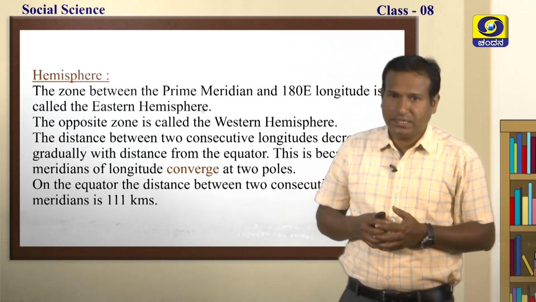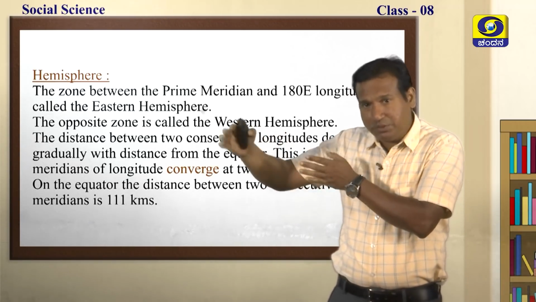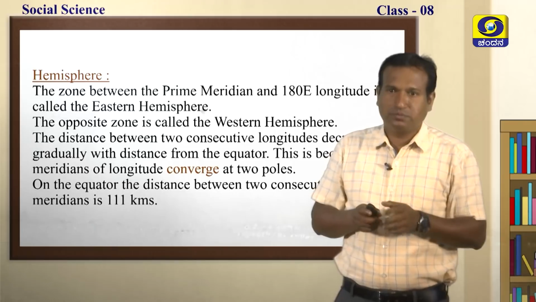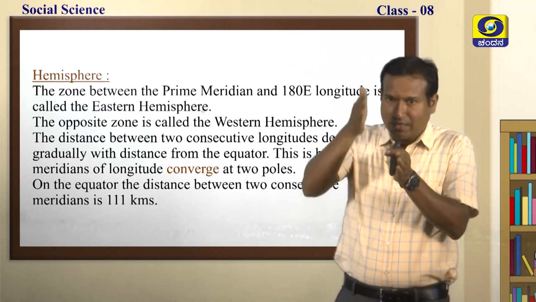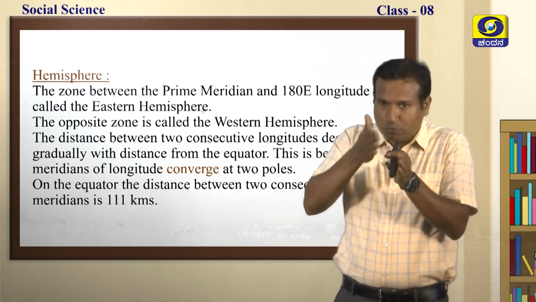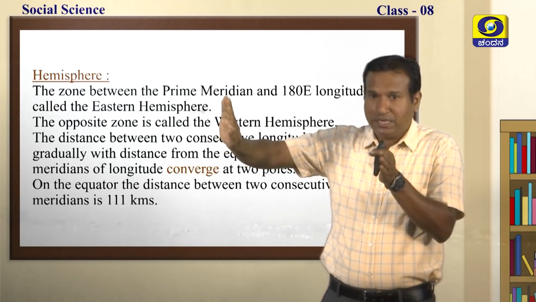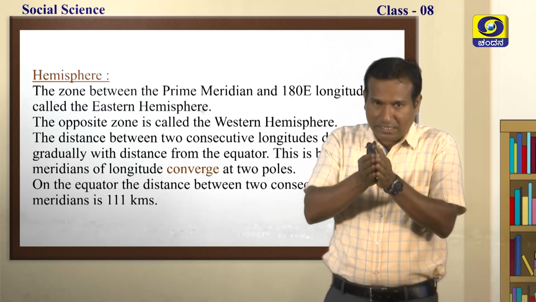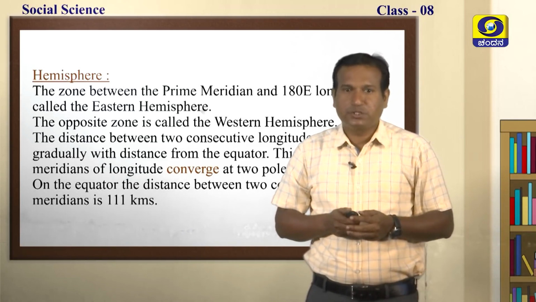The zone between the prime meridian and 180 eastern longitude is called the eastern hemisphere. The opposite zone is called the western hemisphere. As I told you, from the prime meridian, the Greenwich meridian, there are 180 longitudes. If you draw 180 longitudes from the Greenwich meridian toward the east, that is called the eastern hemisphere based on longitudes. If you draw 180 longitudes from the Greenwich meridian westward, that is called the western hemisphere.